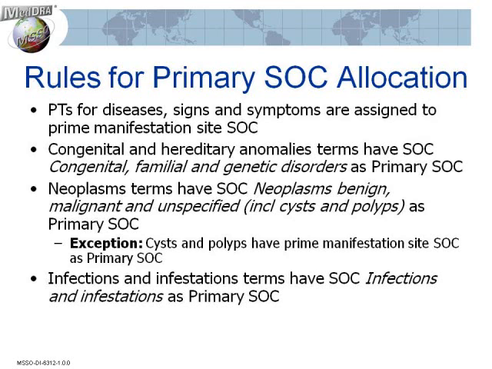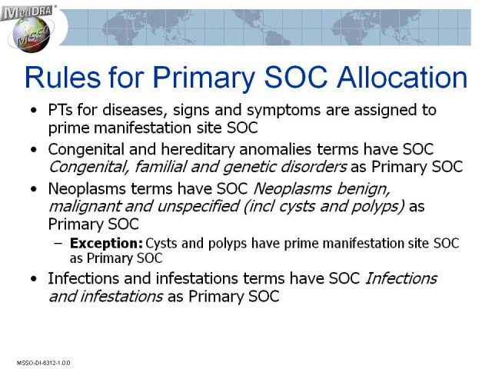These are the rules for primary SOC allocation. PTs for diseases, signs, and symptoms are assigned to Prime Manifestation Site SOC. That's the easy and logical rule. However, there are 3 exceptions to the assignment of PTs to Prime Manifestation Site. Congenital and hereditary anomaly terms have SOC congenital, familial, and genetic disorders as primary SOC. Neoplasm terms have SOC neoplasms, benign, malignant, and unspecified, including cysts and polyps, as primary SOC.